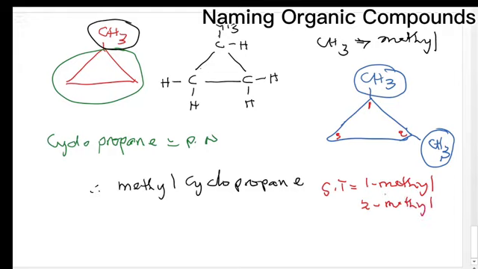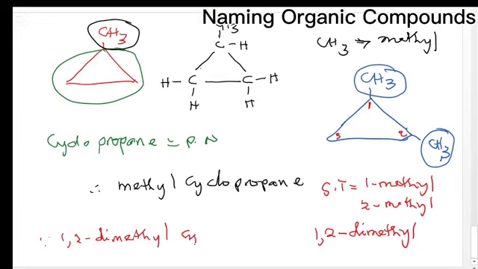Now because they are the same type of substituent, you name it as 1, 2. Then because they are the same, it's going to be a dimethyl. So the name of the compound will become 1,2-dimethyl cyclopropane. Does that make good sense?